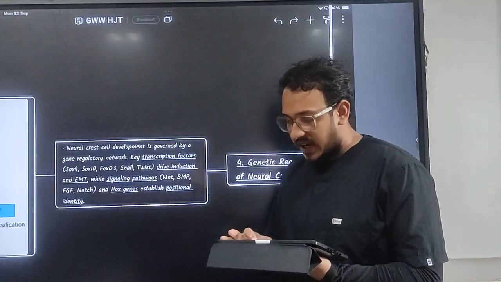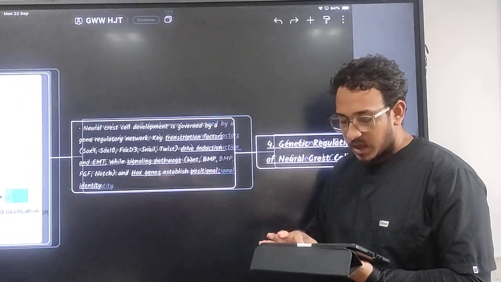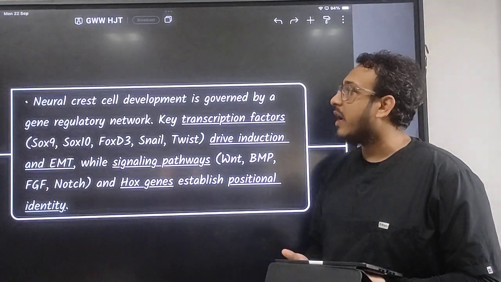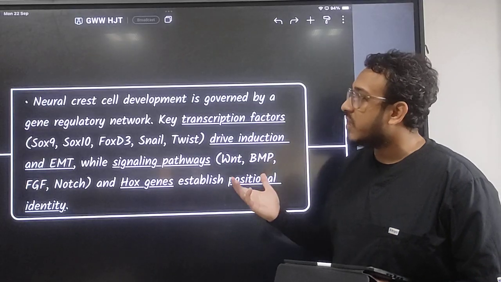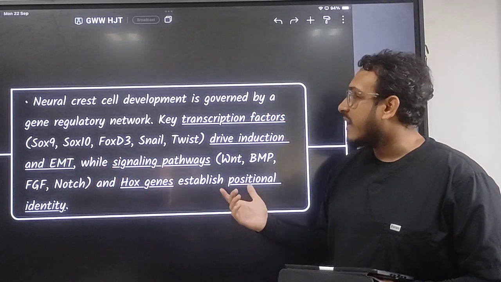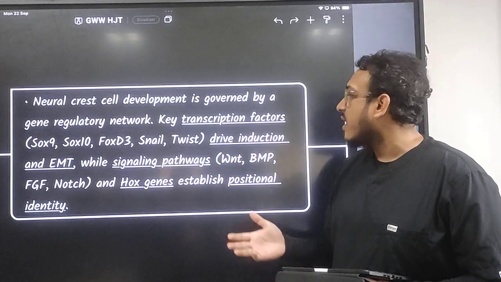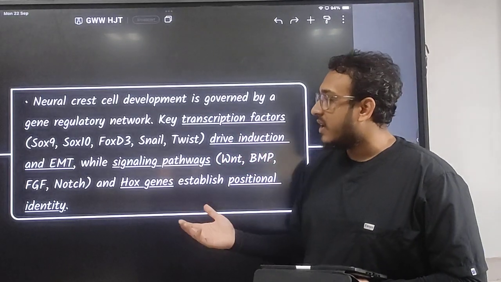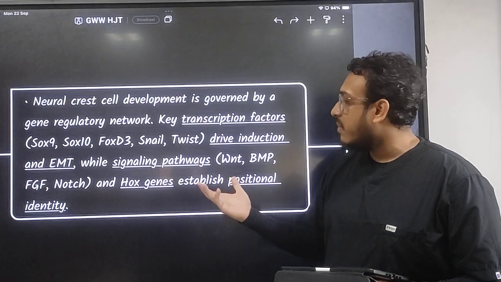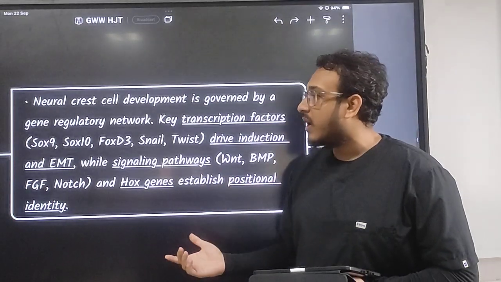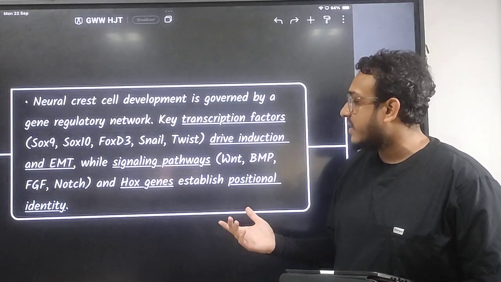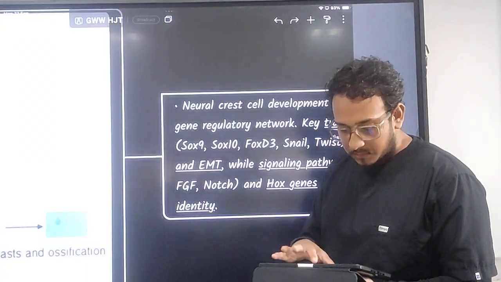So, coming to the genetic regulation of neural crest cells. Neural crest cell development is governed by a gene regulatory network. The key transcription factors are SOX9, SOX10, FOXD3, Snail, and Twist. These transcription factors drive induction and EMT, that is epithelial-mesenchymal transition, while signaling pathways such as WNT, BMP, FGF, and Notch, and Hox genes, establish positional identity.